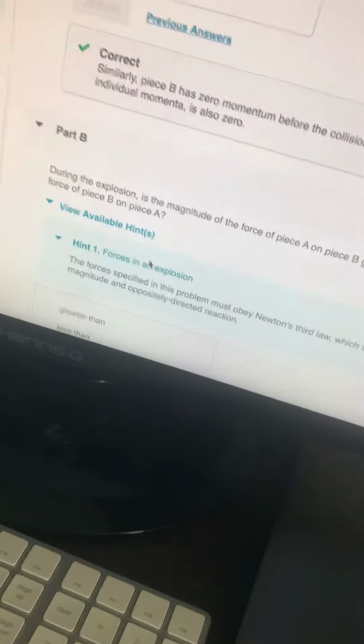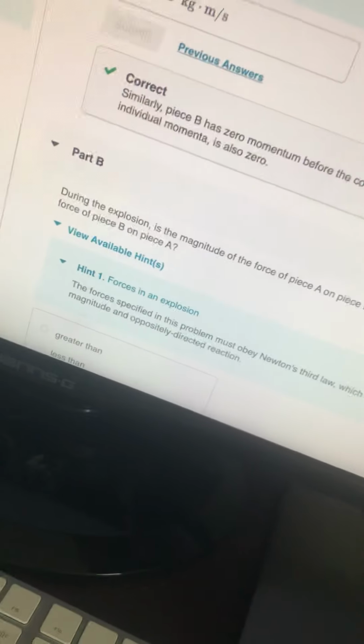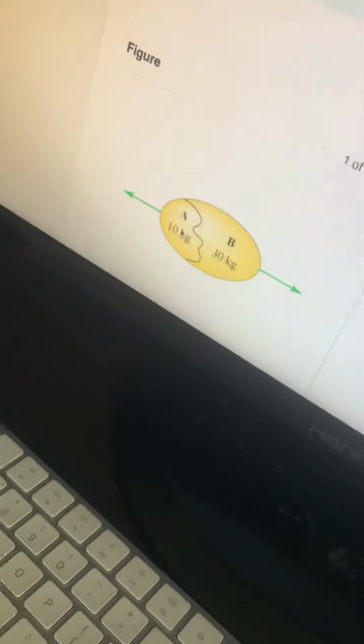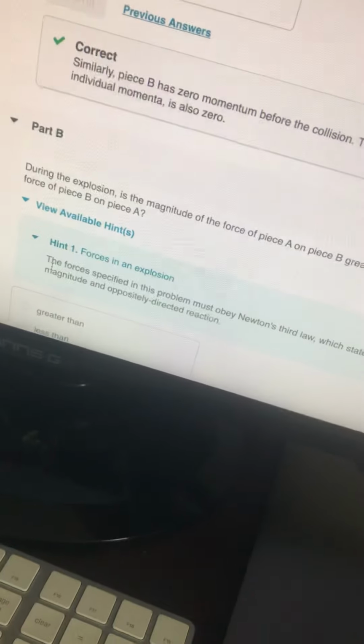And then for part B, we are told, during the explosion, is the magnitude of the force of piece A on piece B greater than, less than, or equal to the magnitude of force of piece B on piece A? So here they are, piece A and piece B. Is the magnitude of the force of piece A on B greater than, less than, or equal to the magnitude of the force of piece B on piece A?